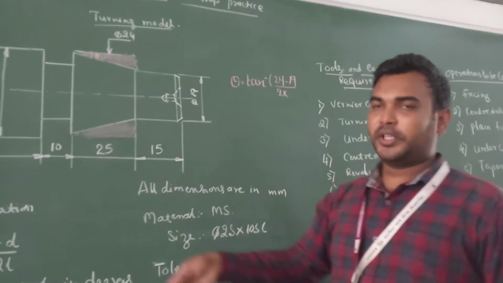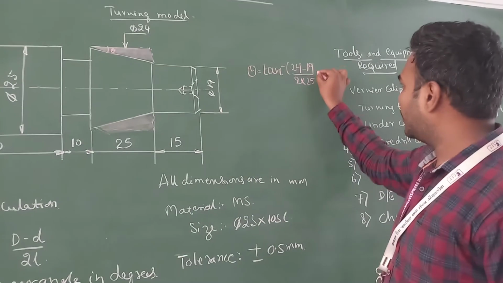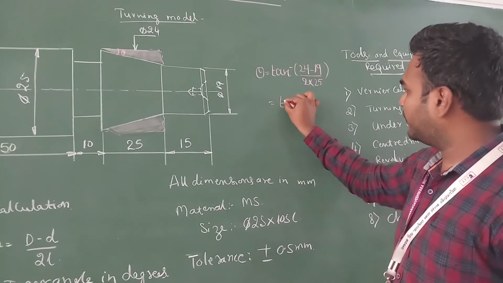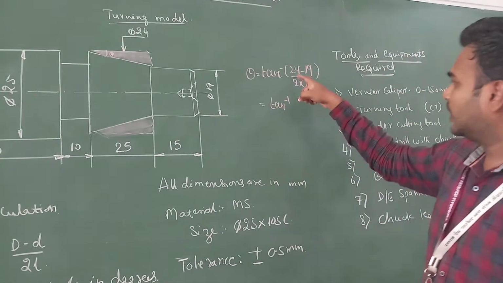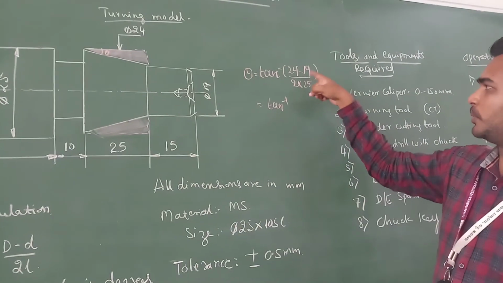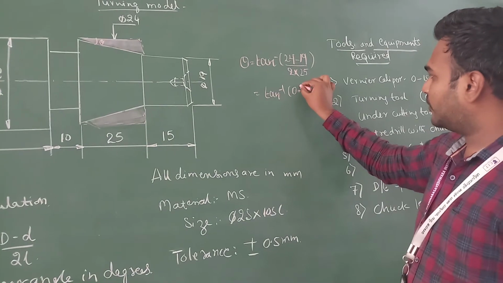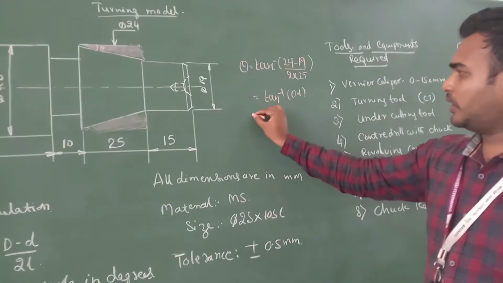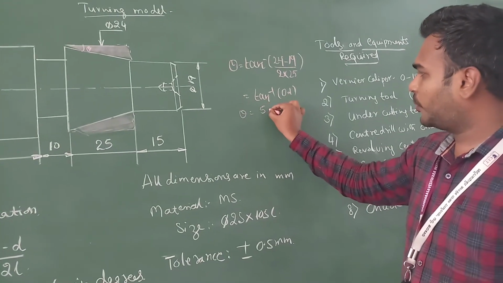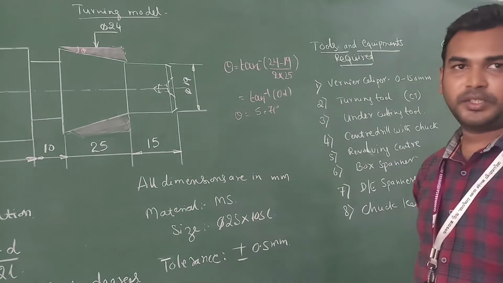The length of the taper is 25 mm, so I write 25. If we equate all these values, 24 minus 19 is 5, and 2 into 25 is 50, so 5 by 50 is 0.1. We write tan inverse of 0.1. If we evaluate this, we get the taper angle as 5.71 degrees. This is your taper angle.